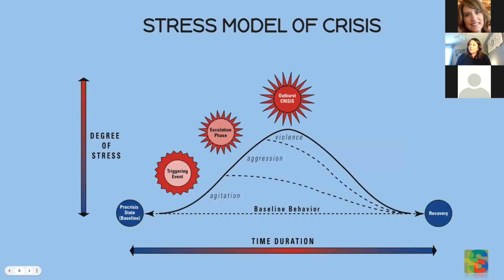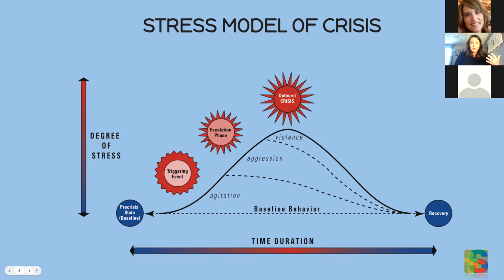So on that stress model of crisis, we are looking at all the different phases. So we've gone through the triggering event, escalation phase, outburst phase. We've gone through agitation, aggression, and violence. So remember, when we get to violence, that's the time that we call for that crisis support team. As we come down into that recovery phase, all underneath the entire bell curve is where we are supporting that child. We've talked through that. That's our main goal. Well, now as we get to teaching, our main goal of teaching is at that recovery phase, when the student is back to baseline.